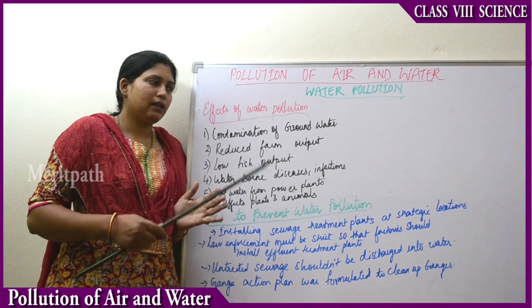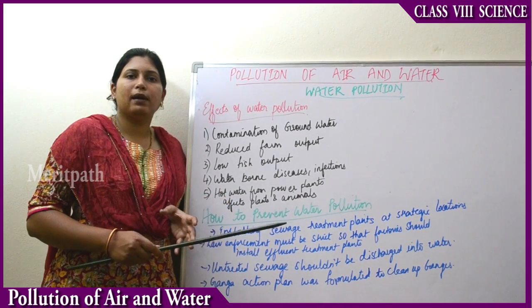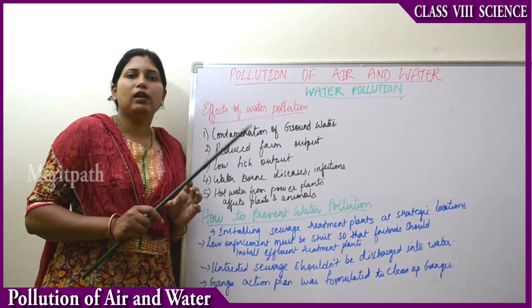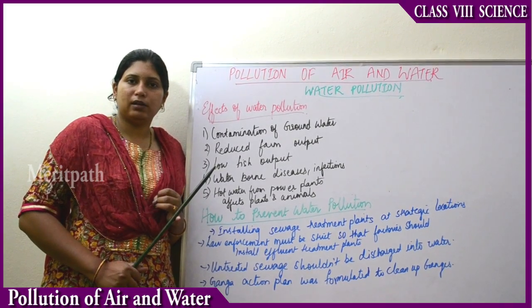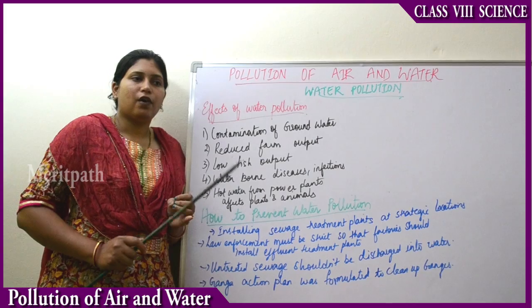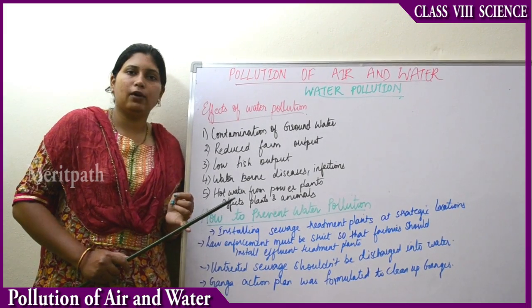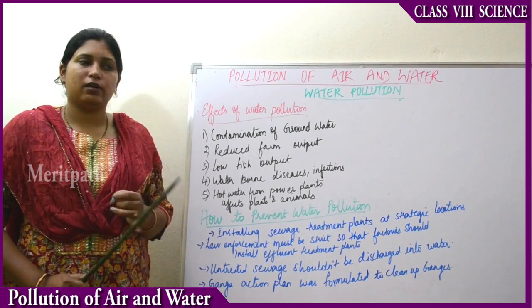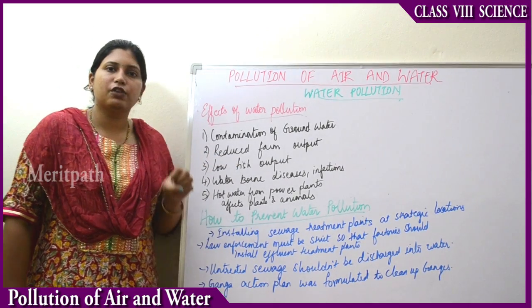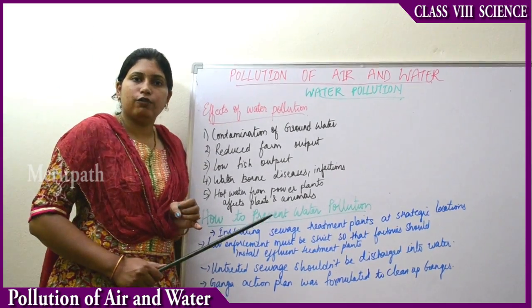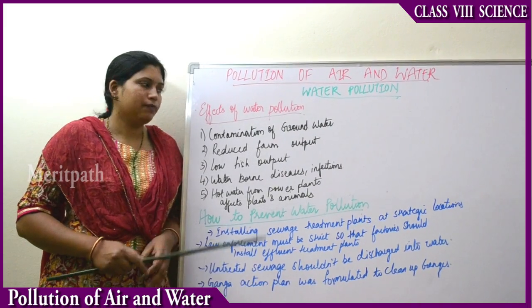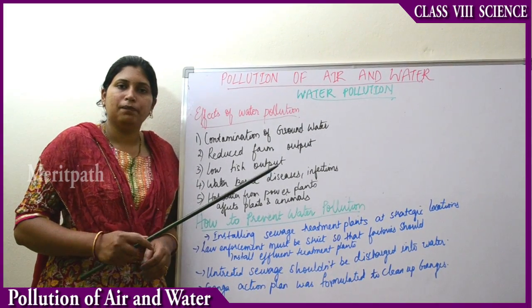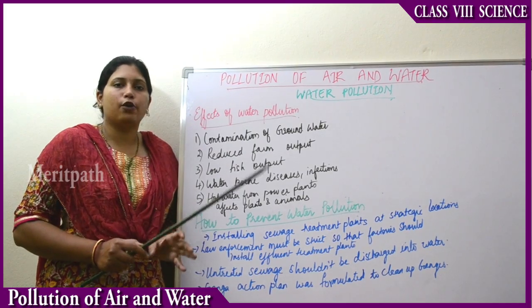Fishermen who depend for their income only on fishing, that is the traditional method of fishing, will be affected. People who completely depend on fishing for their source of income, their life will be affected because the output of the fish will be less, the yield of the fish will be decreased in number. So that is how, due to water pollution, there will be low fish output.